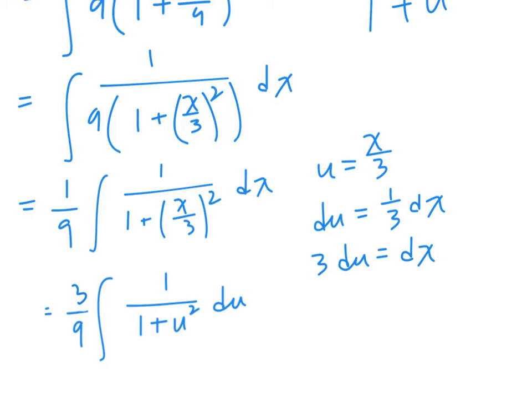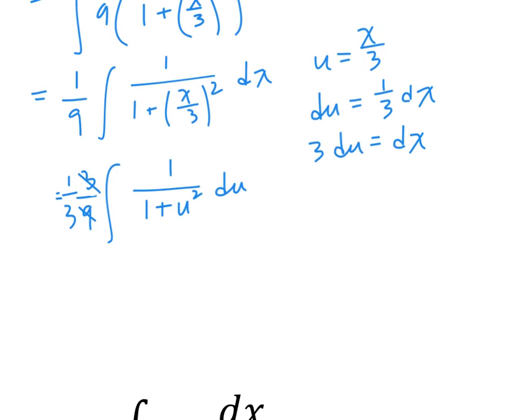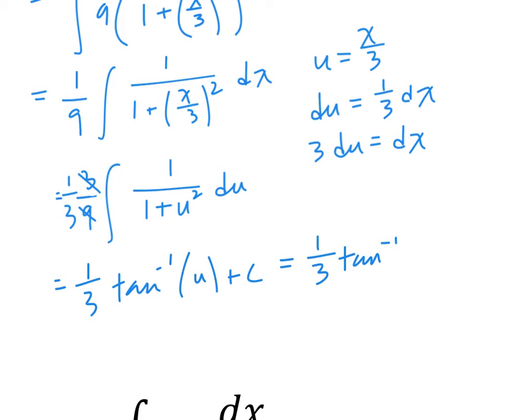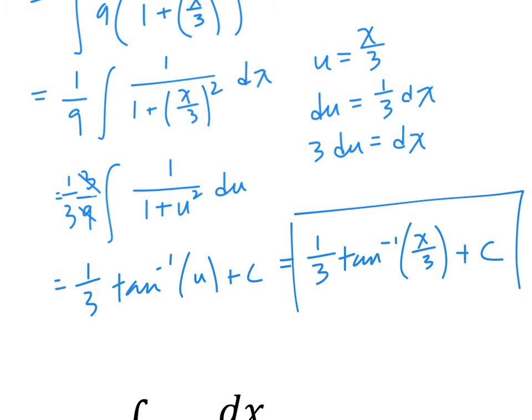All right, so that part is just going to cancel, so 1/3. All right, so what is the integral of 1 over 1 plus u squared? Inverse tangent. Okay, so this becomes 1/3 inverse tangent u plus c. All right, and then we just want to plug that back in. So 1/3 inverse tangent x over 3 plus c. Okay, so this is the answer.